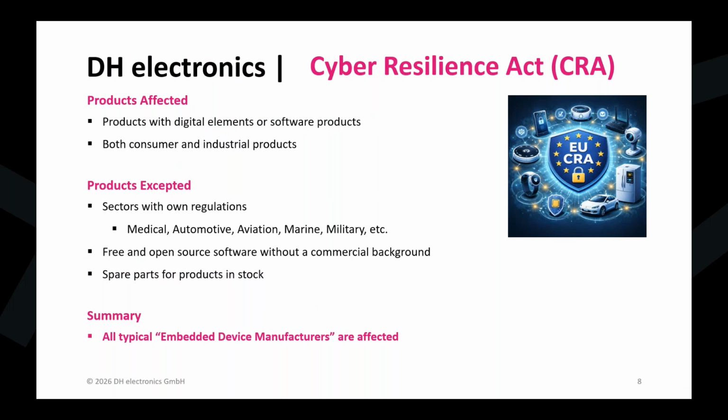Now, let's talk about which products the CRA actually applies to. In general, the CRA covers all products with digital elements and also software. There are some exceptions, for example, sectors that already have their own specific regulations, free and open source software without a commercial background, and spare parts for products that are already on the market. Overall, we can say that basically all typical embedded device manufacturers, so probably everyone here in this audience, will be affected without exception. Even if some people still push it away or maybe don't want to believe it yet.